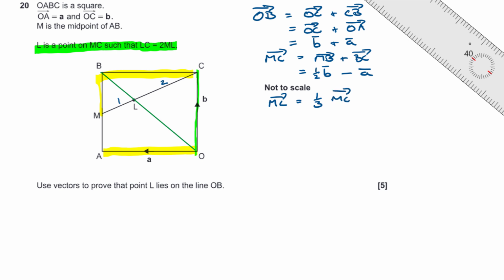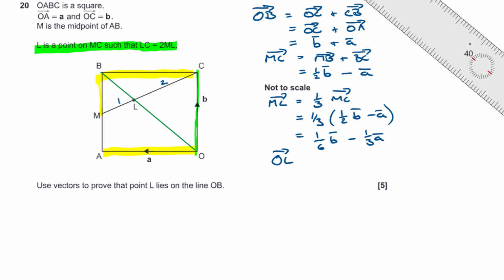Okay, we've already worked out what MC is. It's half B minus A, isn't it? So that's equal to 1/3 of a half B minus A. Okay, removing the brackets, that is 1/6 of B minus 1/3 of A. Okay, so that's my ML. Now, so what is O to L?